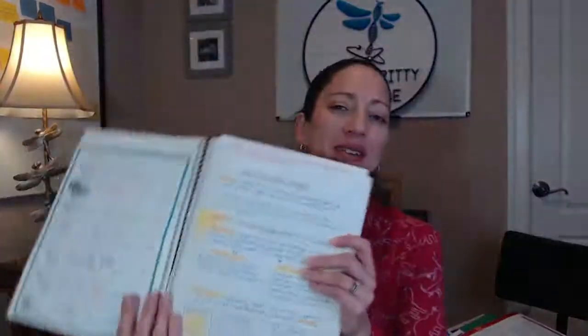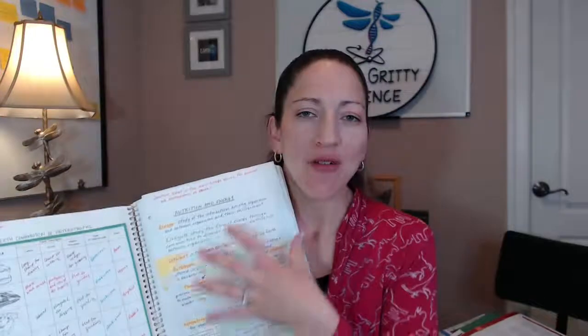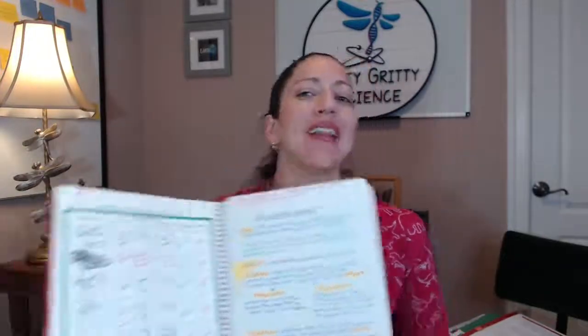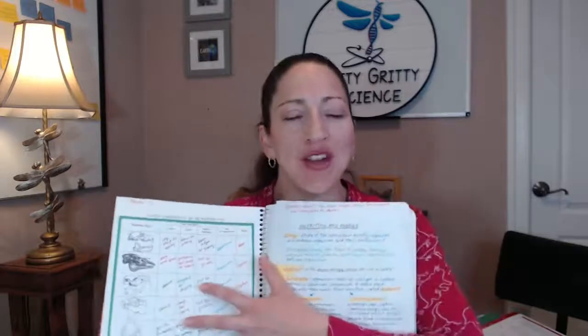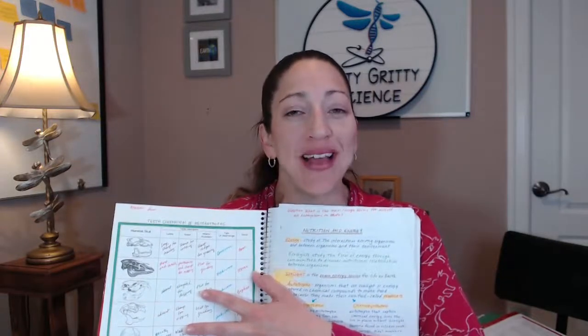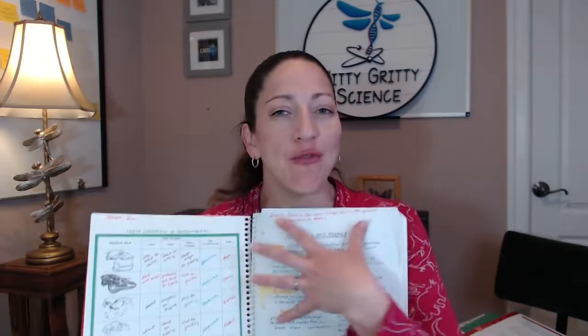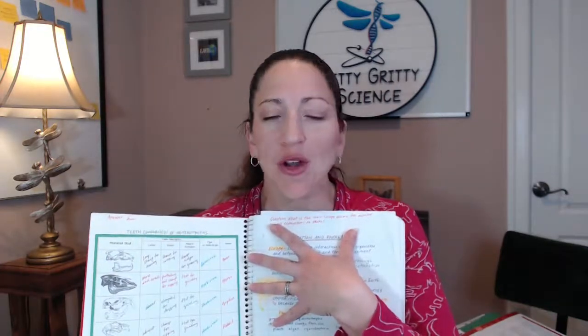Now, if you are unfamiliar with Nitty Gritty Science interactive notebooks, what I like to do is take science chapters and break them down into manageable sections. Each section is about a page in notes, and once we have mastered those notes, I like to see how you apply that information right away by doing an activity that's going to go on the left-hand side of your interactive notebook.